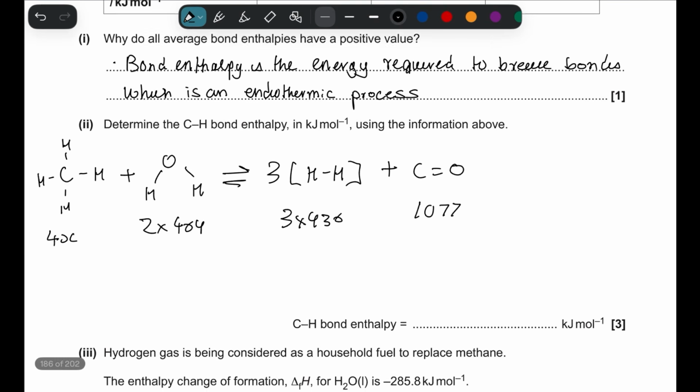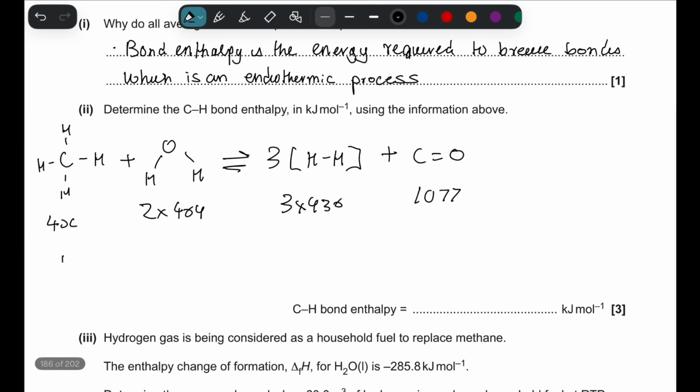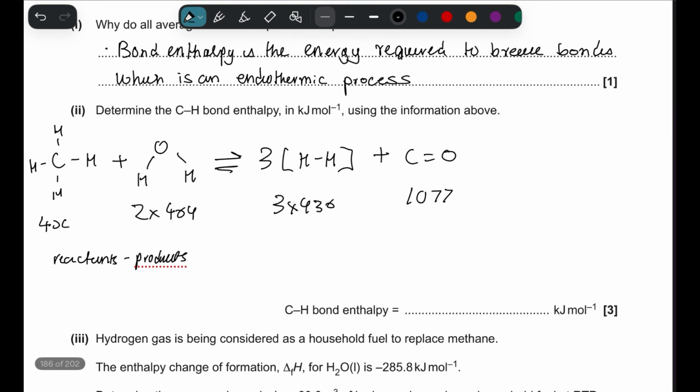So we're just thinking, okay, this is going to be reactants minus products to get our enthalpy change of reaction. And the reason why we say that is because the products are going to be exothermic, bond making. If there's more energy there, then it's going to be negative. So if we have more energy in the products and we're taking it away, that's why it's going to be more negative. So what we want to do is just make an equation.